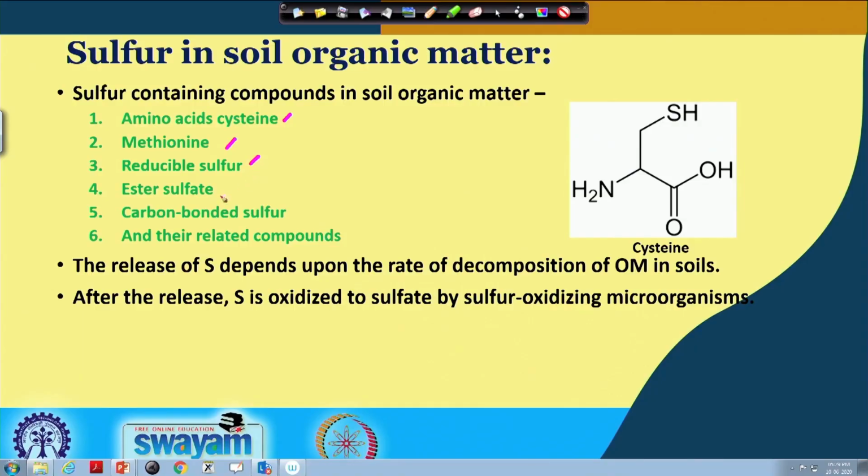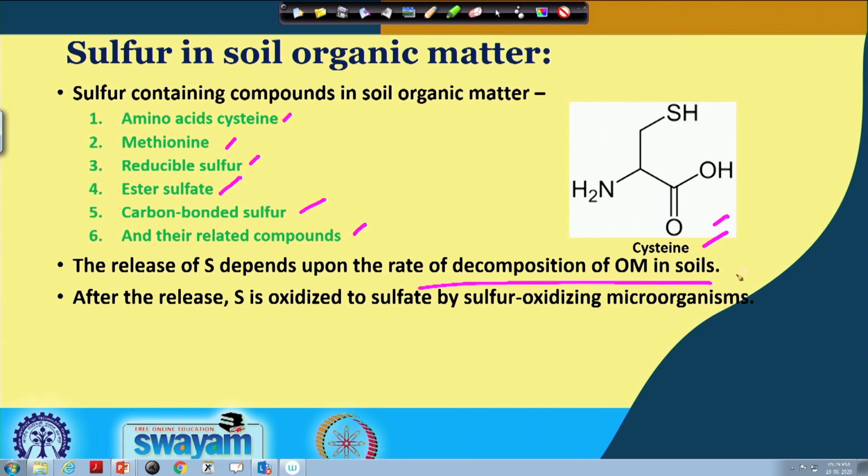And in this lecture we will be talking about some more elements which are important soil pollutants. So, let us start with the sulfur containing compounds in the soil organic matter. We know that they are mainly the amino acids cysteine and methionine, reducible sulfur, ester sulfate, carbon bonded sulfur, and also different related compounds to carbon bonded sulfur. You can see this is a structure of cysteine, and the release of sulfur depends on the rate of decomposition of organic matter in the soil.